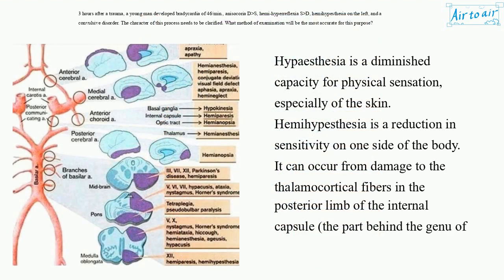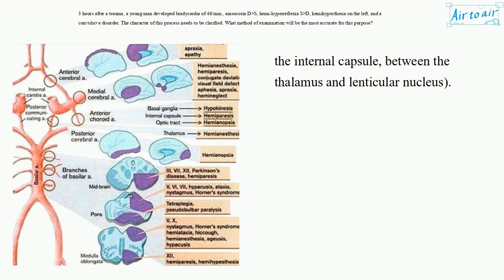Hypesthesia is a diminished capacity for physical sensation, especially of the skin. Hemihypesthesia is a reduction in sensitivity on one side of the body. It can occur from damage to the thalamocortical fibers in the posterior limb of the internal capsule, the part behind the genu of the internal capsule, between the thalamus and lenticular nucleus.